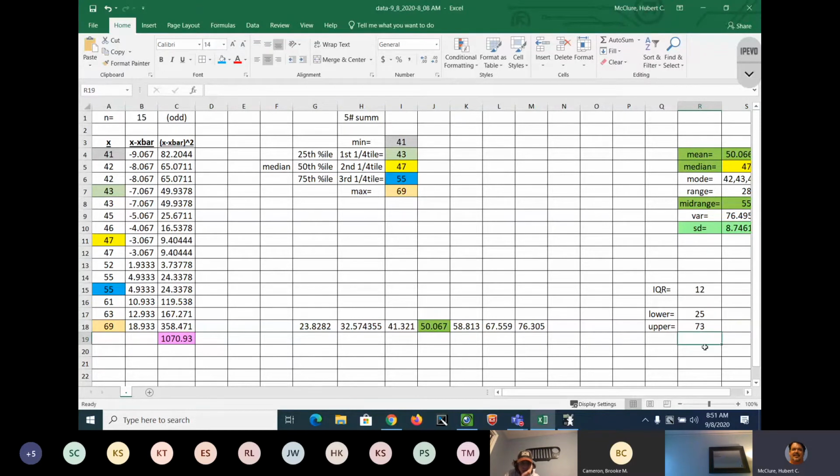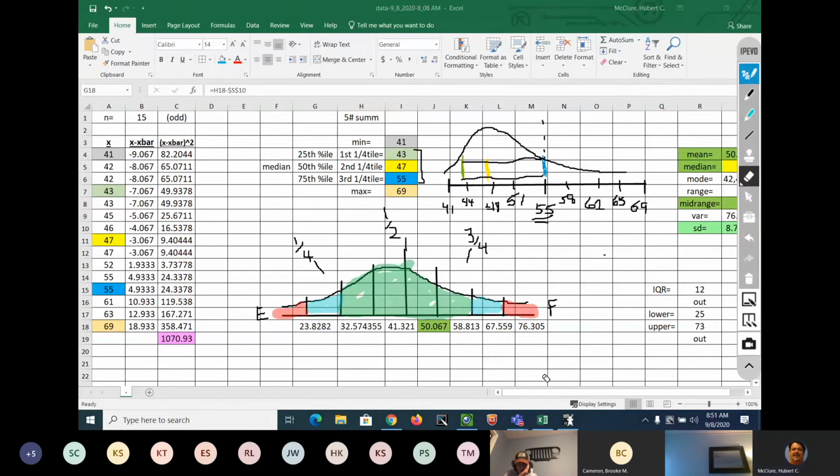So 73 by the interquartile range configuration, anything above 73 is a what? An outlier. And anything below 25 is a what? An outlier. By the empirical rule, anything below 23 is an outlier, and anything above 76 is an outlier. I think I must have moved this over the wrong way or something. I'm not going to worry about it right now.